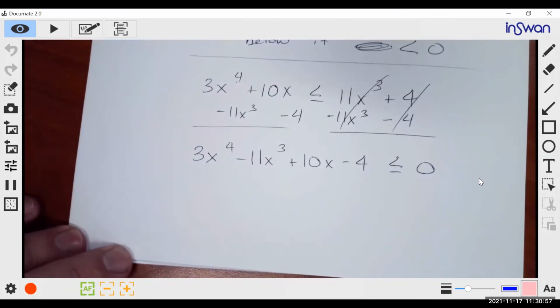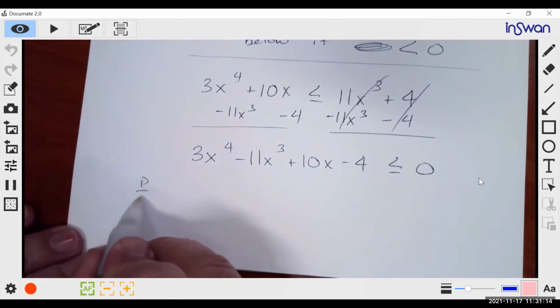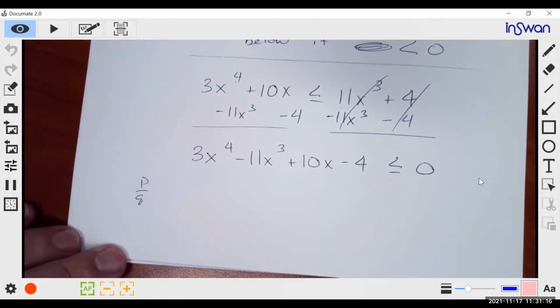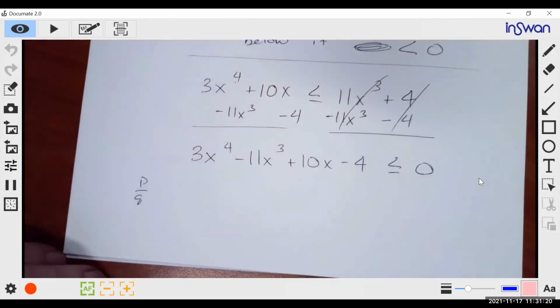So are we looking for stuff above or below the x-axis? Below, because it's less than, right? Because it's less than, I want below it. Now, what we have to do is figure out how many positives, how many negatives. Then we have to do the P over Q. We have to go through all of that, which is everything. This is everything in one question.